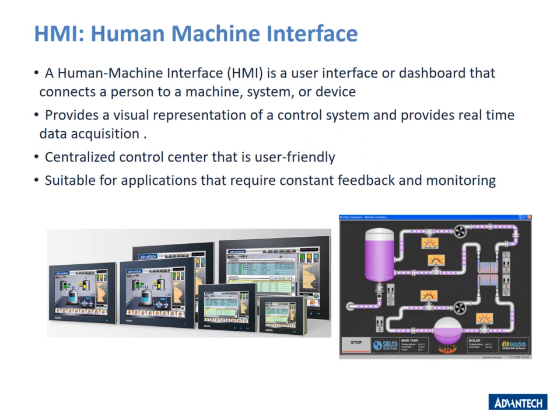Another important device within an automated system is the HMI, which stands for Human-Machine Interface. Before the HMI came into existence, a control might consist of hundreds of push buttons and LEDs performing different operations. HMI is a device for user interface or dashboard that connects the operator with the whole system. The HMI provides a visual representation of a control system and provides real-time data acquisition. It is a centralized control center that is user-friendly. It is suitable for applications that require constant feedback and monitoring.